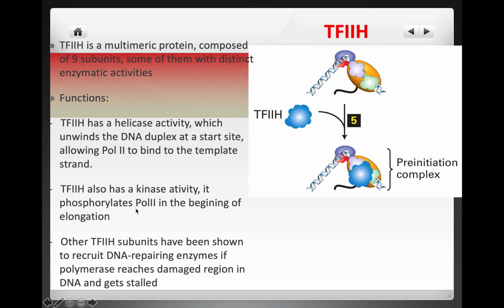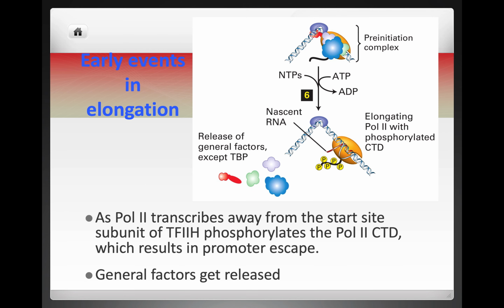TF2H also has a kinase activity, which is used to phosphorylate polymerase 2 at the beginning of the elongation. And other subunits of TF2H have been shown to recruit DNA repairing enzymes if RNA polymerase reaches a damaged region in the DNA and gets stalled. So during the process, sometimes it gets stalled or backslided, so they have a backup unit.